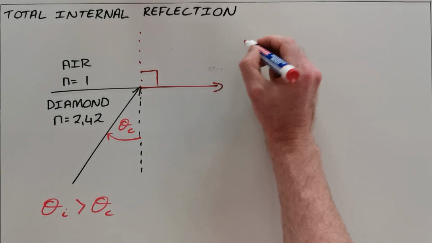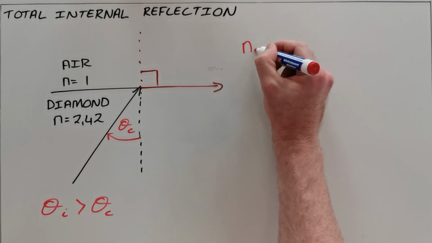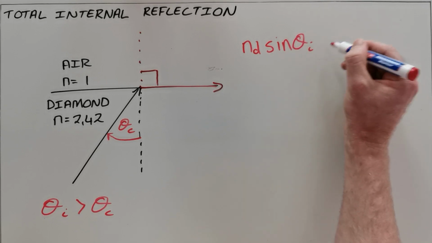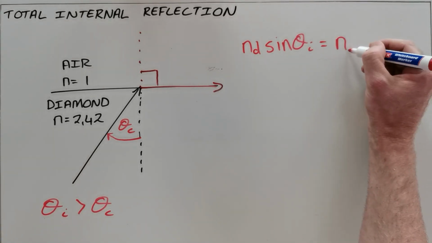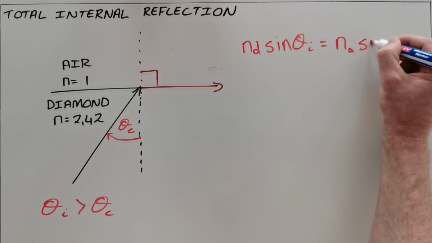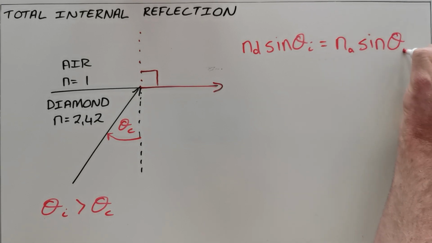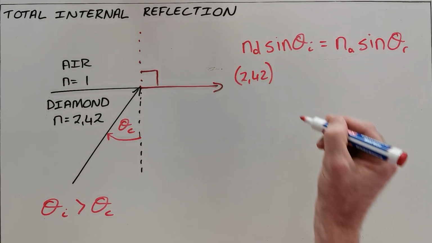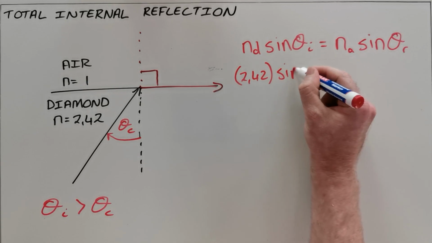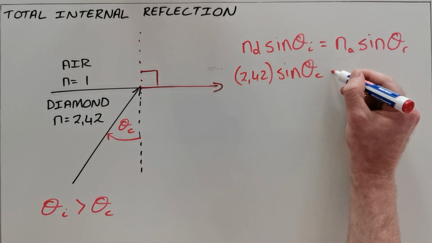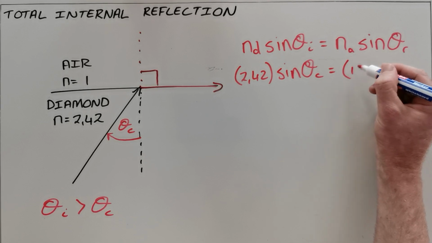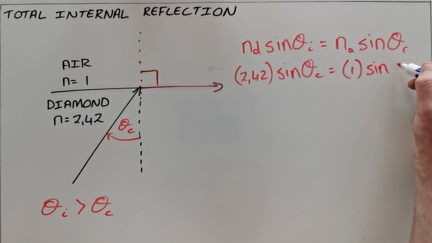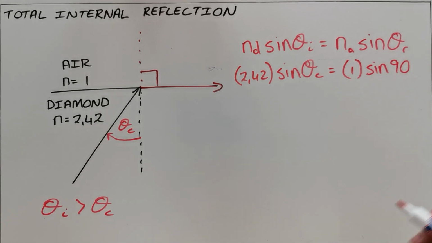We can calculate the value of that angle by using Snell's law, which says that the refractive index of the first medium multiplied by the sine of the incident angle is equal to the refractive index of the second medium, in this case air, multiplied by the sine of the refracted angle. We can then substitute the values that we have. The refractive index of diamond is 2.42, times sine of the incident angle, which is also called the critical angle, theta c. The refractive index for air is 1, and by definition of critical angle, the refracted angle must be 90 degrees.